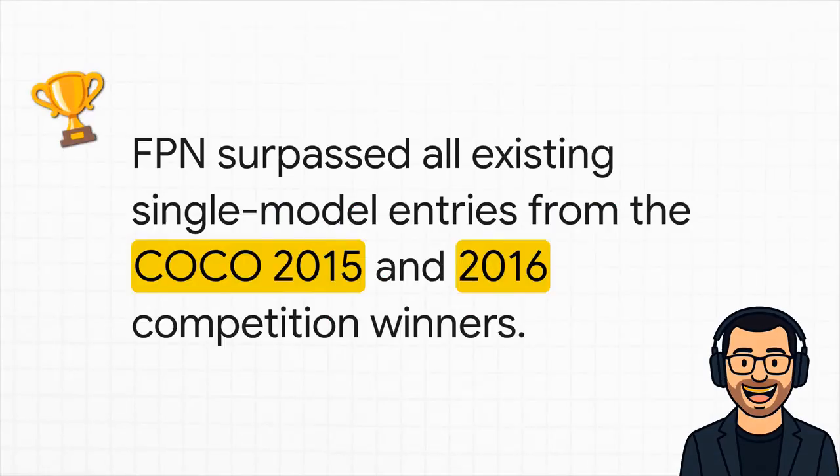But honestly, here's the most impressive part. With this one architectural change, and without any other fancy bells and whistles, a standard Faster R-CNN with FPN beat every single other single-model submission on the COCO leaderboard. We're talking about the heavily engineered models from the 2015 and 2016 competition winners. It just completely reset the state of the art.